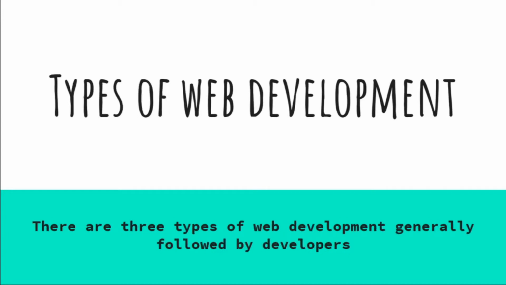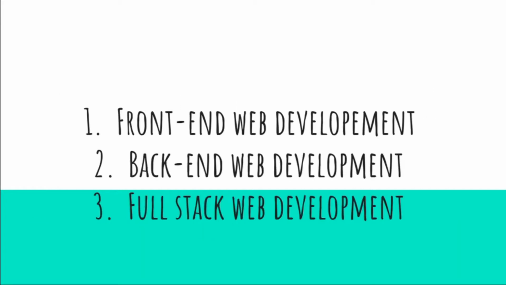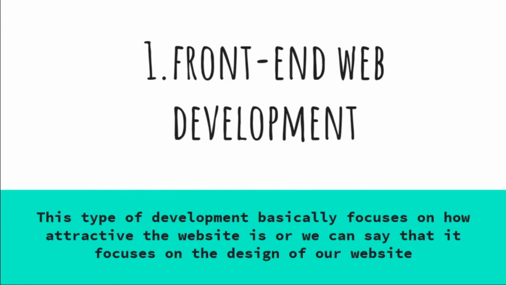So there are basically three types of web development that are followed by various web developers, and they are front-end web development, back-end web development, and full stack web development. First, let's talk about front-end development. This development focuses on designing a web page, and its prime motive is to make a web page as attractive as possible.